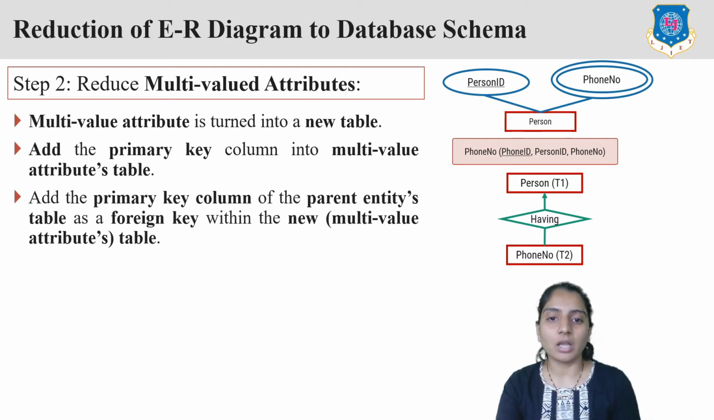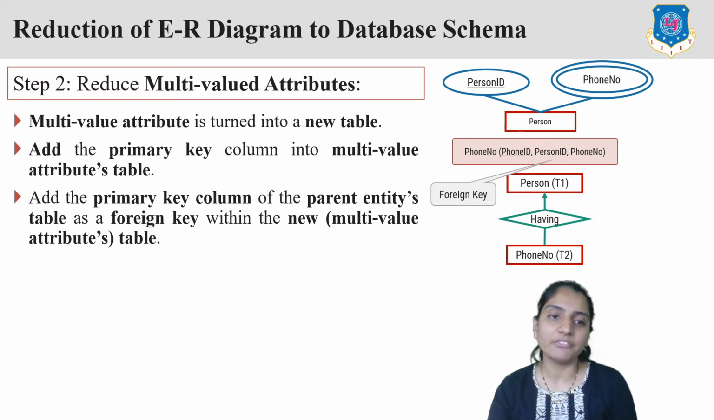Add the primary key column of the parent entity table as a foreign key within the new, or multi-value, table. In this example, we have one entity named person, and 2 attributes are there. One is person ID and the other is phone number. Here the phone number is the multi-value attribute, so we have to create an individual table for the phone number, and for that I have provided phone ID as a primary key, and person ID, which is the primary key of the person table, will work as a foreign key in the phone number table.